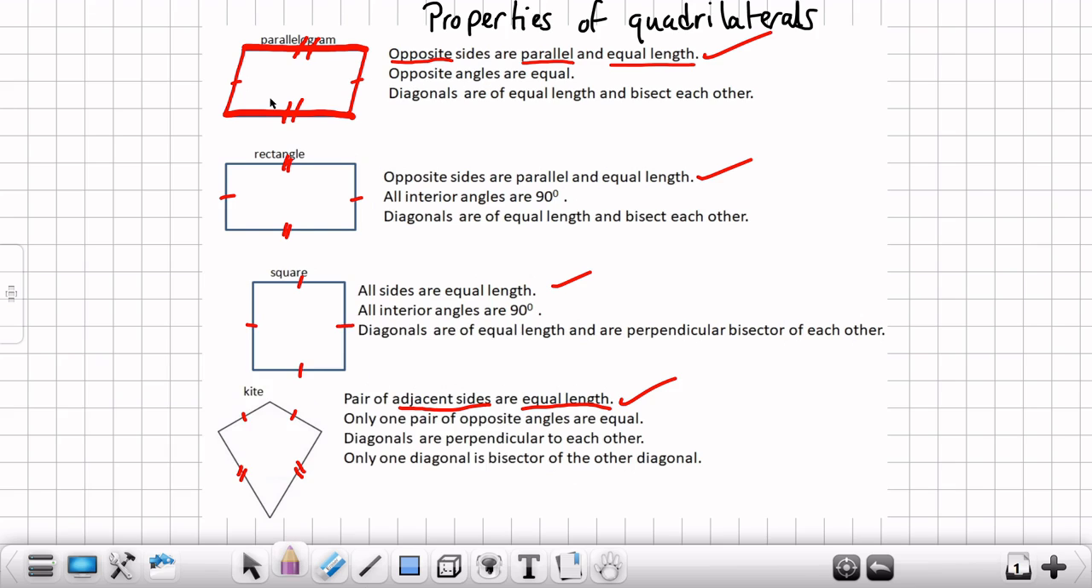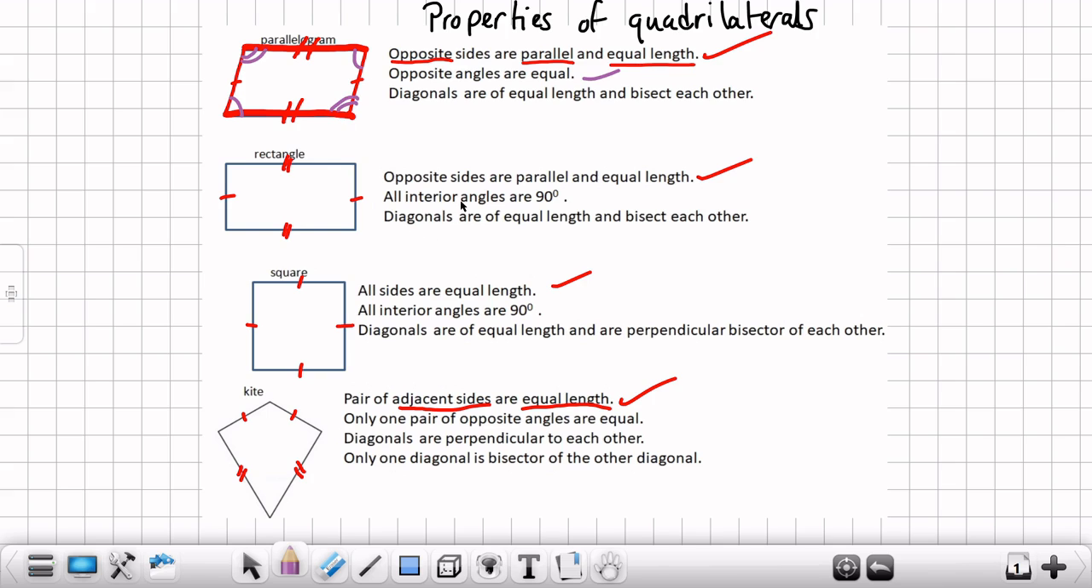Now I want to talk about the angles. Opposite angles, so back to the parallelogram, opposite angles are equal. This angle is opposite this angle. They're the same size. There is another pair like that. This one is opposite this and of equal size.